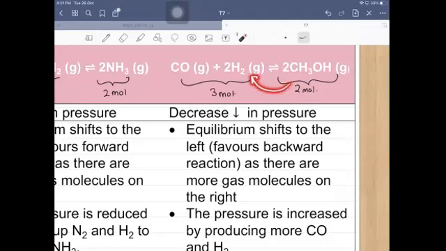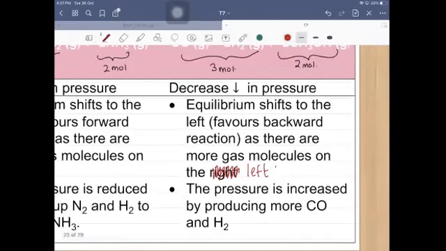So that's what I just showed you, as there are more gas molecules on the right. It shouldn't be right. It should be left. So that is a typo. Luckily, I read. As there are more gas molecules on the left, the pressure is increased by producing more reactants, carbon monoxide and hydrogen.